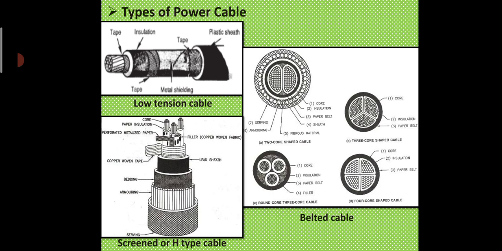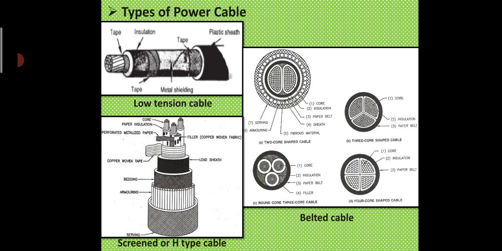PVC cables are becoming popular. In this, there is an insulation of PVC over the copper or aluminum core. Sheath of PVC is provided over the insulations. There is armoring of steel tape or steel wire over the sheath. There is a covering of PVC over the armoring. PVC cables are manufactured in 250 by 400 volt. Nowadays 11 kV PVC cables are also manufactured.